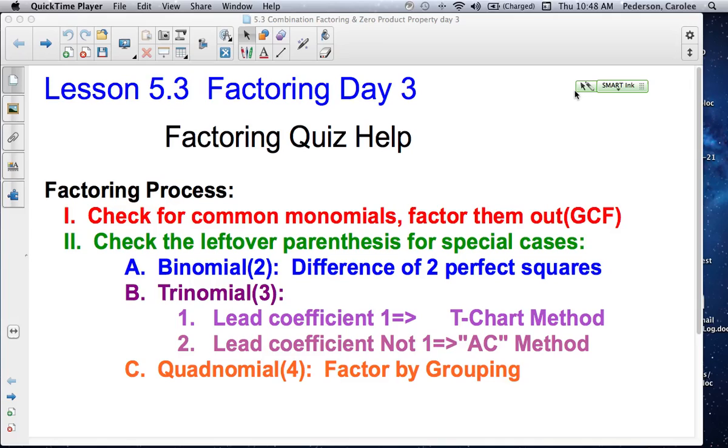If you have a trinomial, which is 3 terms, there are 2 different ways to factor. If your leading coefficient is 1, you use the T-chart method. If your leading coefficient is not 1, then we use the AC method. The last type is your terms that are what we call quadnomial, where you have 4 terms. Then we factor by grouping. We're going to go ahead now and move on to our slides. We're going to practice this factoring.